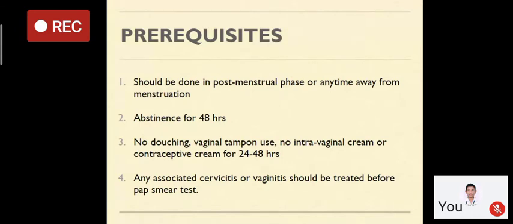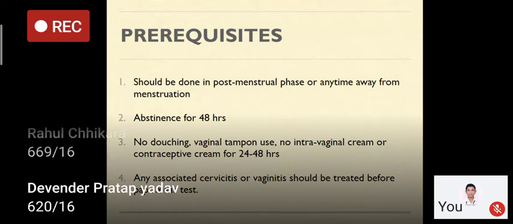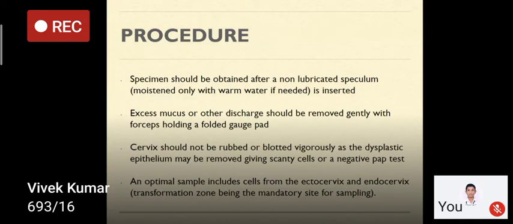What are the prerequisites before having a pap smear? It should be done in the post-menstrual phase, preferably. Abstinence should be advised 48 hours before undergoing the test. Patient should be advised that no douching, no use of vaginal tampon, and no intravaginal cream or contraceptive cream should be applied 48 hours before the test. Any associated cervicitis or vaginitis should be treated before pap smear testing.